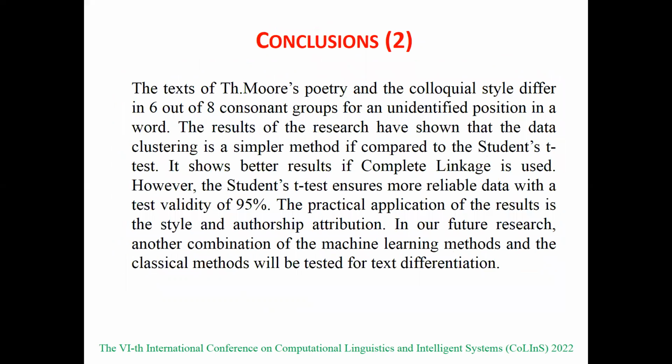The texts of Thomas Moore's poetry and the colloquial style differ essentially in 6 out of 8 consonant groups for an unidentified position in a word. The results of the research have shown that the data clustering is a simpler method if compared to the student's t-test. However, the student's t-test ensures more reliable data with a test validity of 95%. The practical application of the results is the authorship attribution.